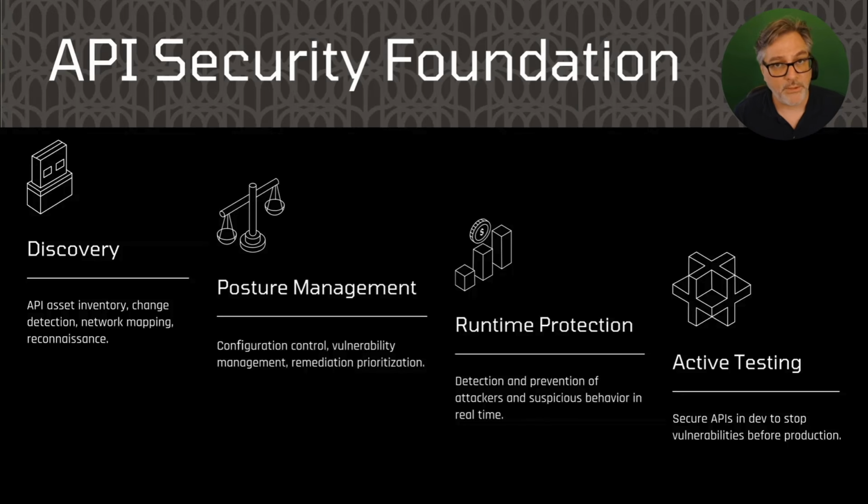The 4 fundamentals are discovery, which is API asset inventory, change detection, network mapping, and reconnaissance. What I mean by that is there's an old saying of, if you can't see it, you can't protect it. It's an old adage in the cybersecurity space. And that's absolutely true with APIs as well.